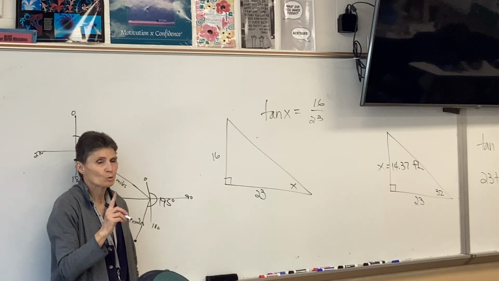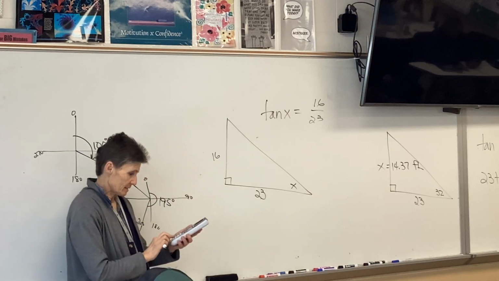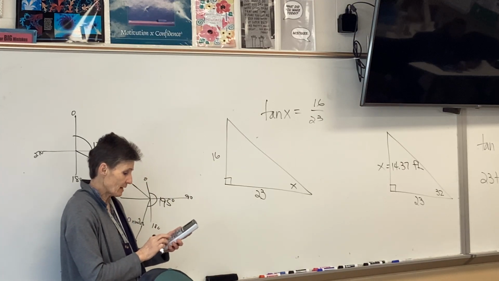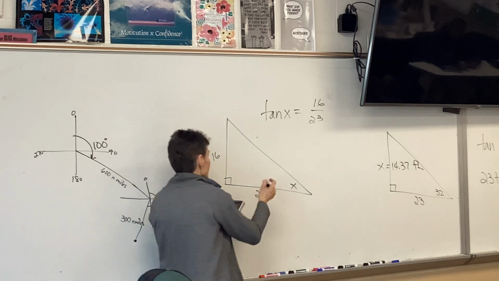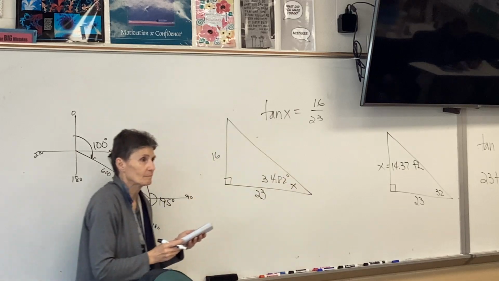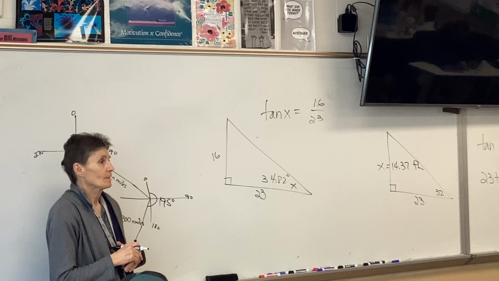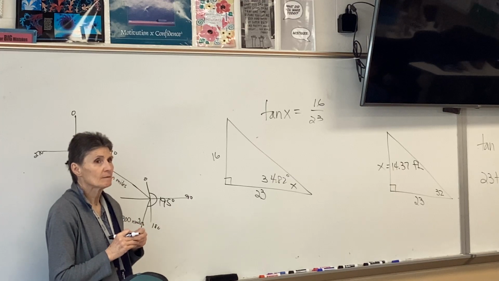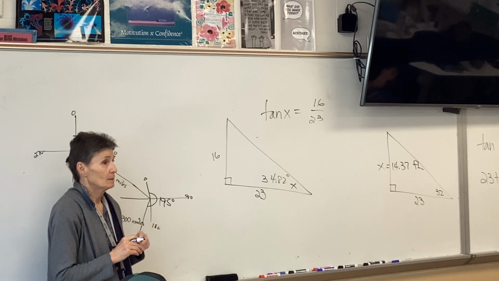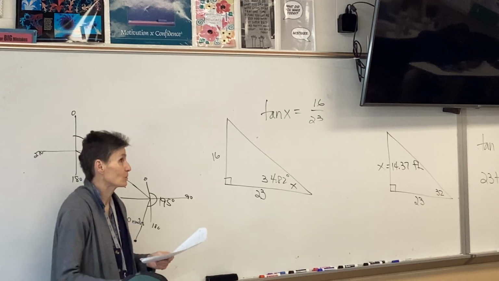Now be careful, this is one of the special ones. How do I type this in? Second tangent, 16 divided by 23, 34.82 degrees. Why did I use second tangent? Because I don't know the angle. I gotta know the angle to use my regular buttons, otherwise I have the inverse.